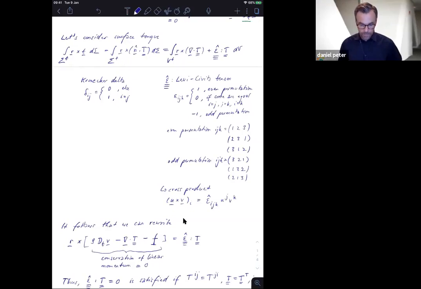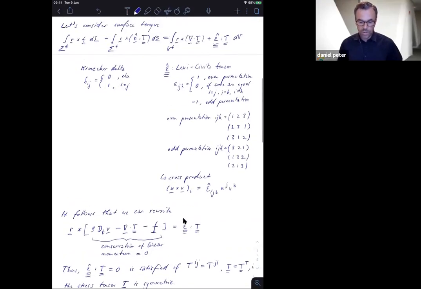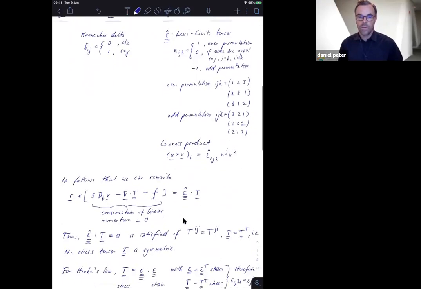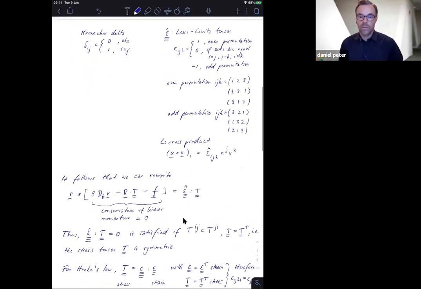And so this dot product of the Levi-Civita tensor times the stress tensor is then the only product which is left when we look at the conservation of angular momentum. And if you would write it down again with this Levi-Civita tensor, it basically comes down to these symmetries that are then imposed on the stress tensor.